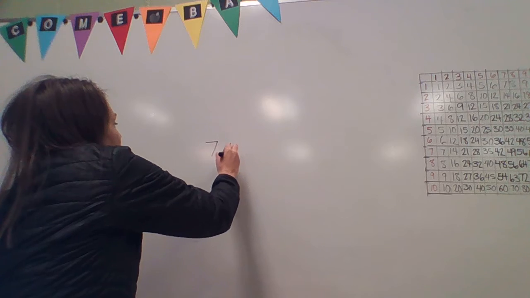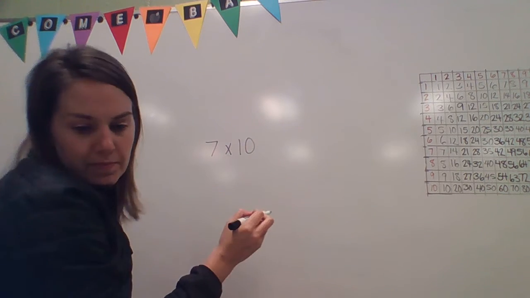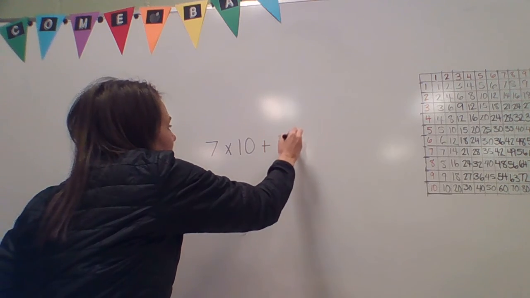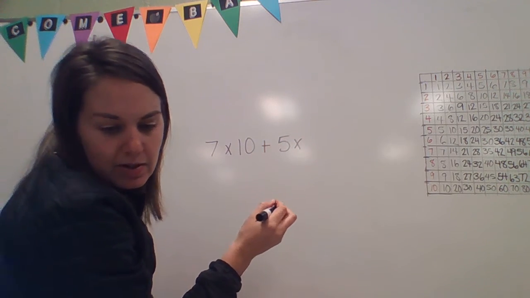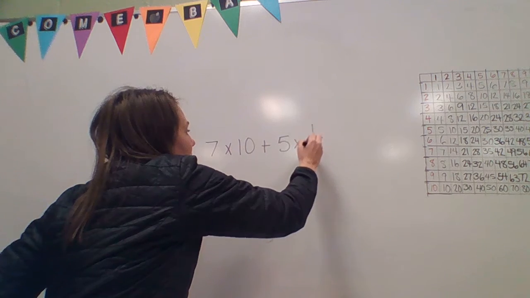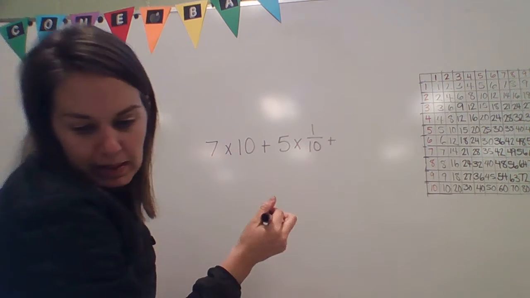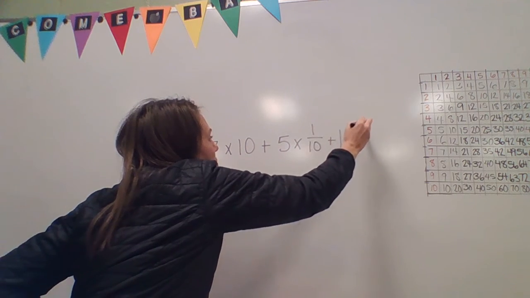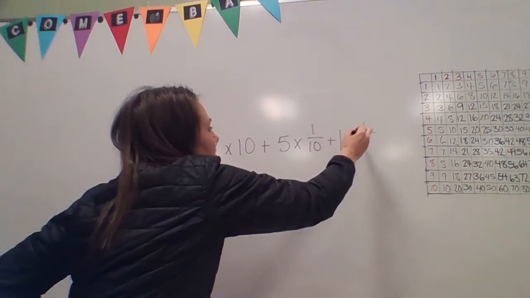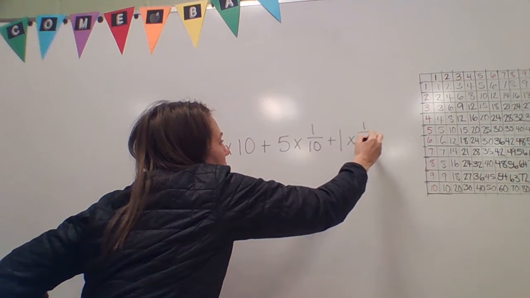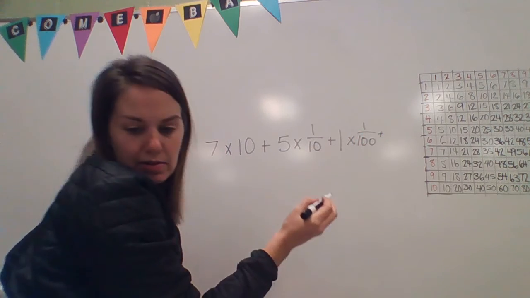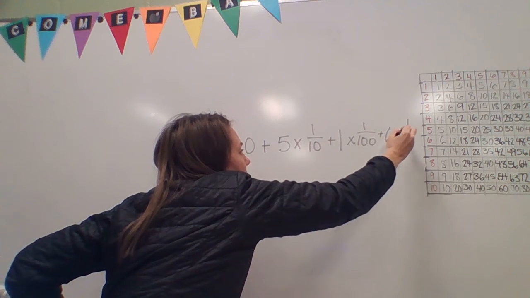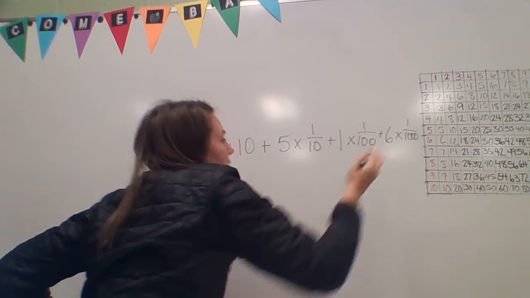7 times 10 plus 5 times 1/10 plus 1 times 100 plus 6 times 1,000. Okay.